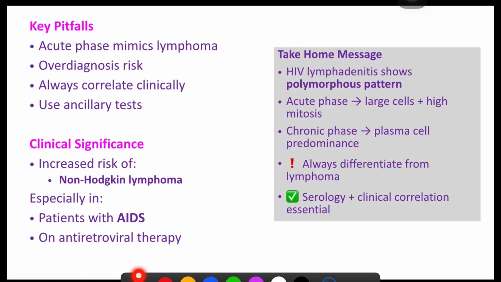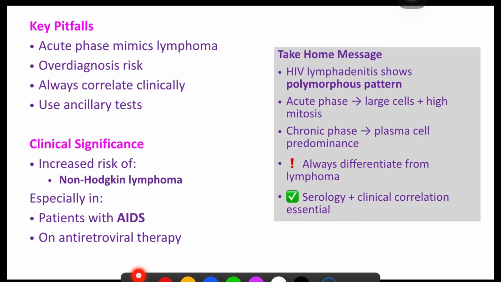Now, the key pitfall in this type of lymphadenopathy is that the acute phase mimics lymphoma and there is a risk of overdiagnosis. So always correlate clinically and use ancillary tests. And the clinical significance of this type of HIV lymphadenopathy is there.